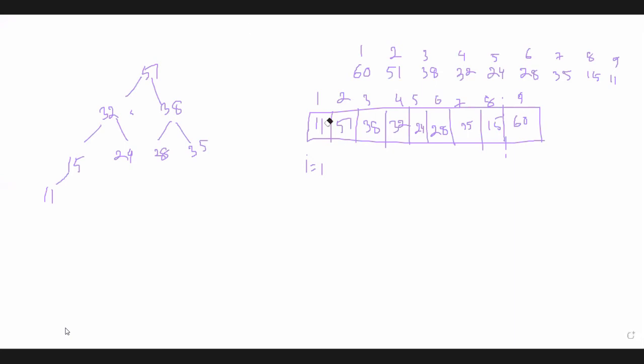So here 51 will be inserted. In position 2, which node will be inserted? 11 will be added. This is a 3, but still it's not the max heap. So now I equals 2. Okay, so find out its left child and right child.